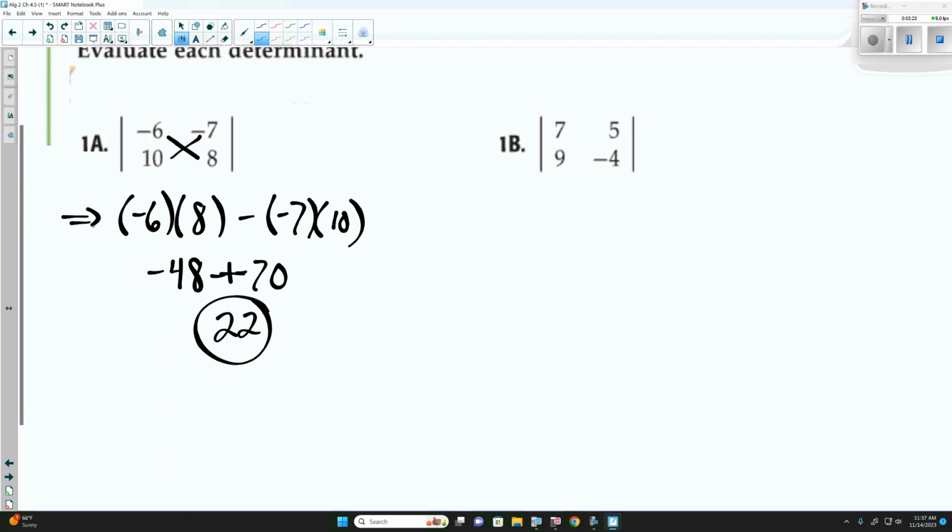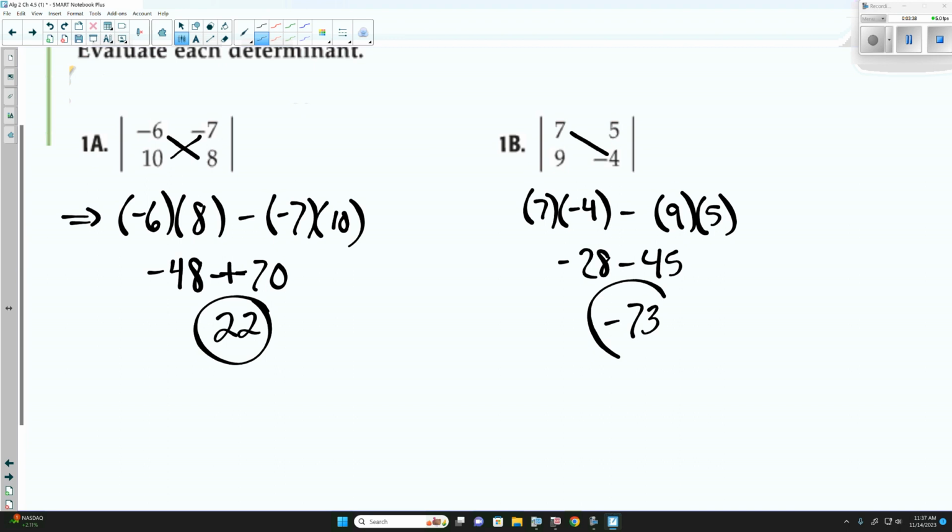Let's look at the last one of this type. We'll do 7 times negative 4 minus 9 times 5. Questions on this here?